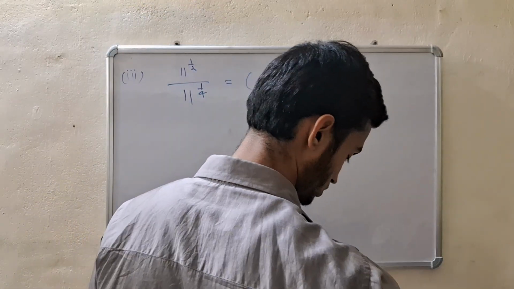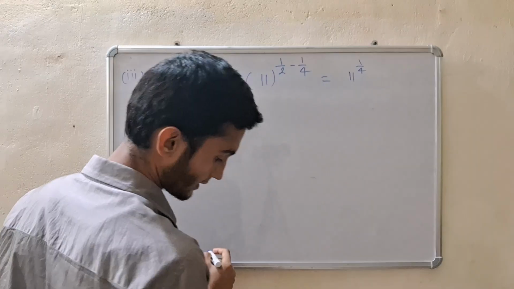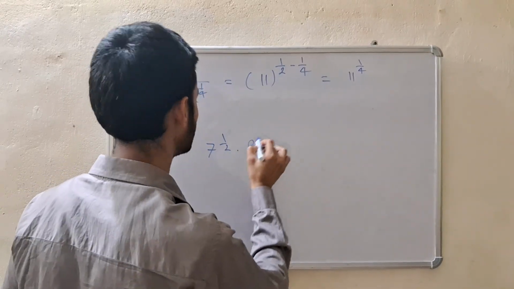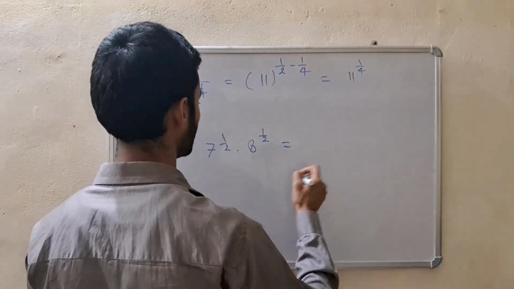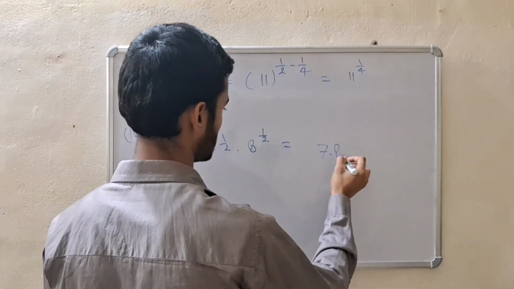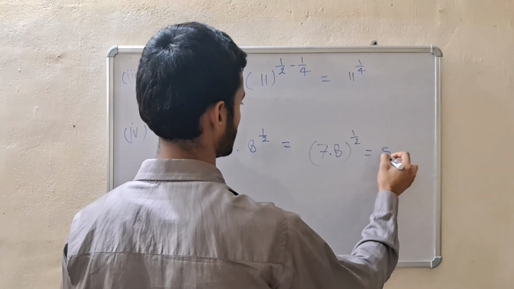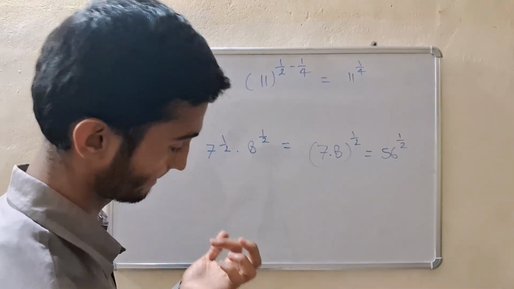And then we are going to solve the last one. It says 17 to the power half times 8 to the power half. So it is written like this: 17 times 8, to the power half. So it is 136 to the power half. Yeah, so that is how we simplified it.